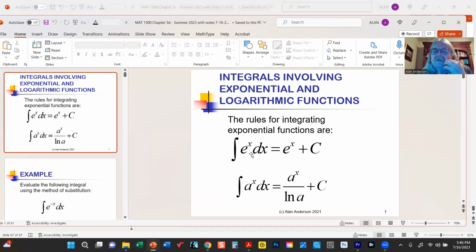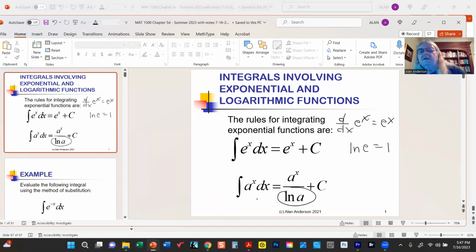So here we go. The integral of e to the x dx is just e to the x plus c, which makes perfect sense since, remember, the derivative of e to the x is just e to the x. Now, this one's a little trickier. The integral of a to the x dx, we need not just the a to the x, but we have to divide by the log of a, plus c. Here you're actually doing that too, but log e, remember, is 1, so you don't see it here. But we do need to divide by that log a if the base is not e.